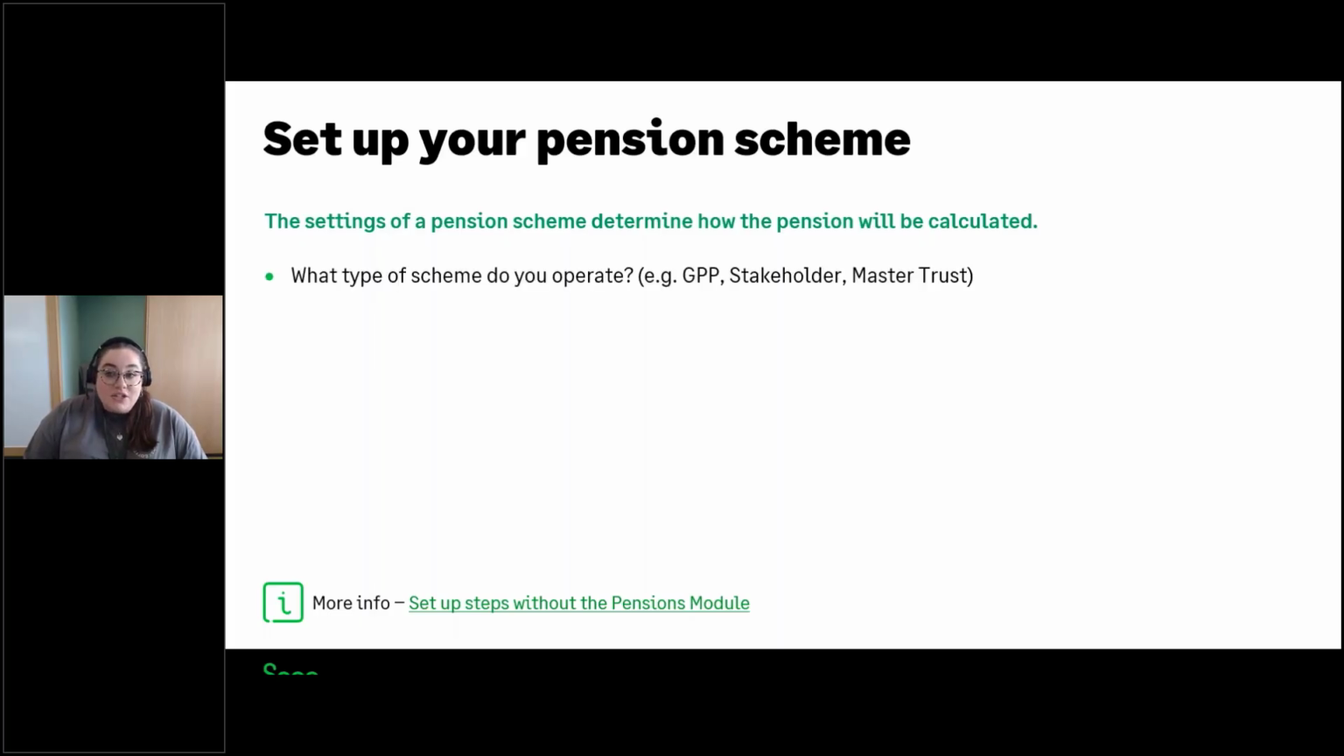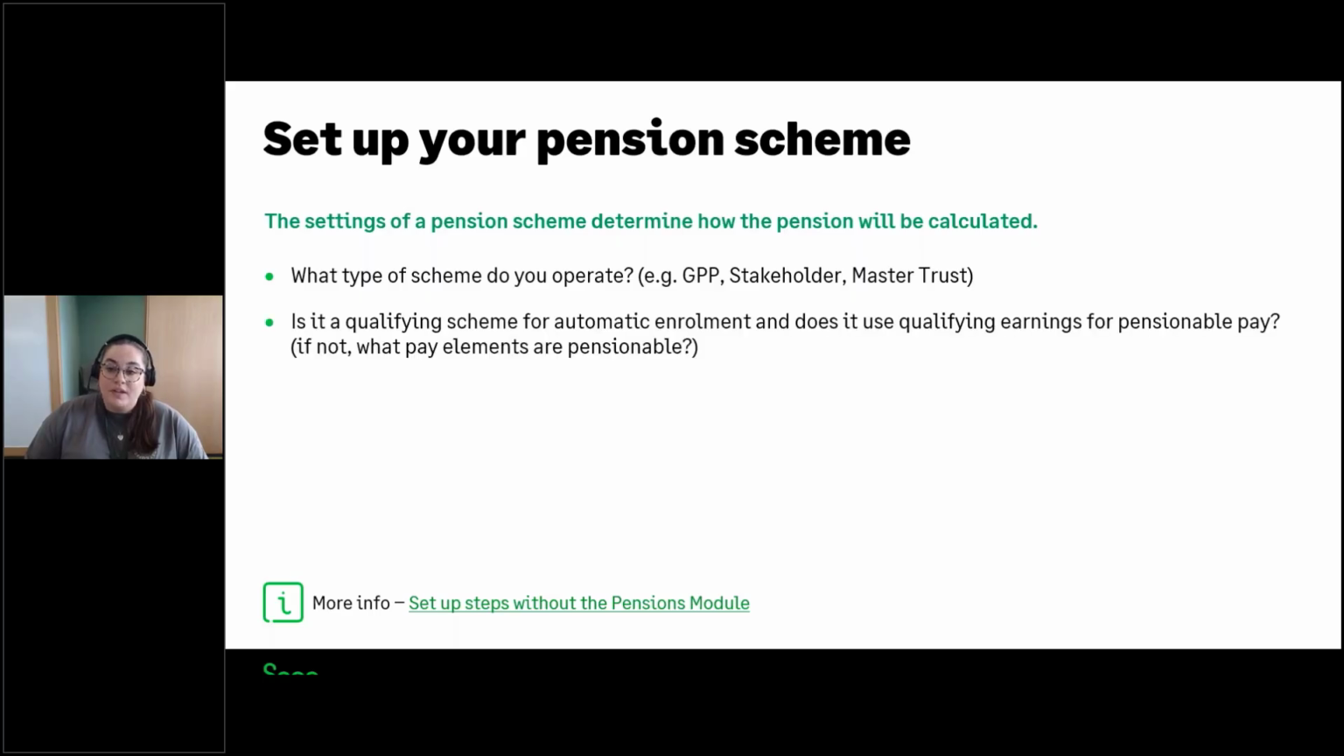So first thing you need to know is what type of scheme do you operate? So is it a stakeholder, master trust? There's loads of different types of schemes out there. Is it a qualifying scheme for automatic enrolment? And does it also use qualifying earnings for pensionable pay? So you need to know whether it does.